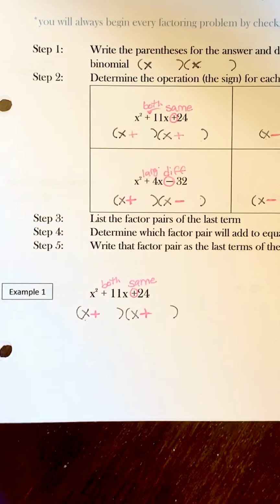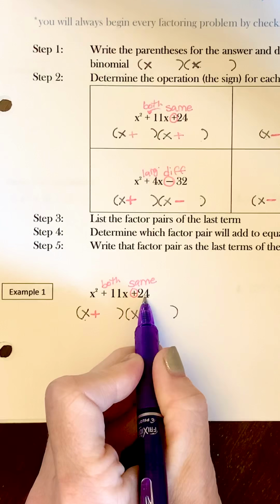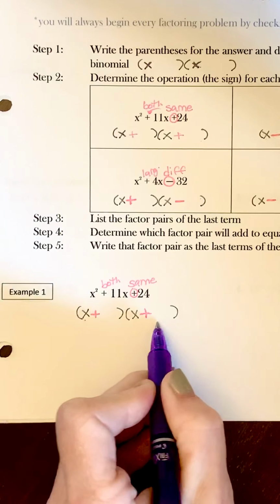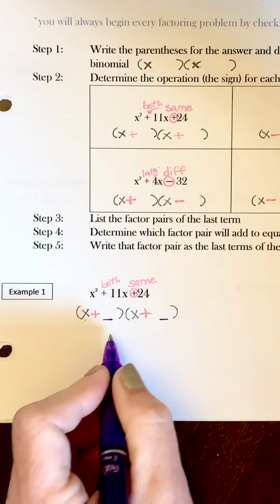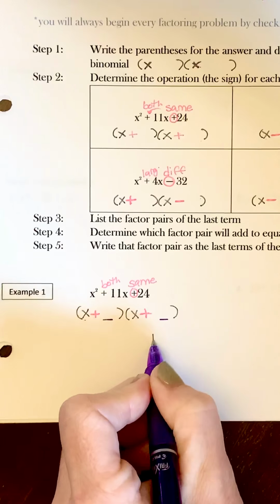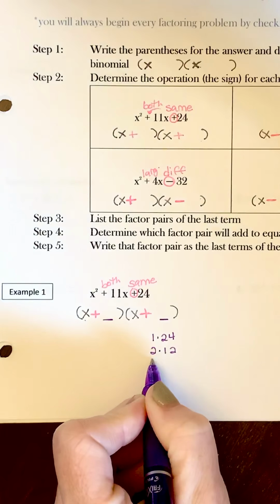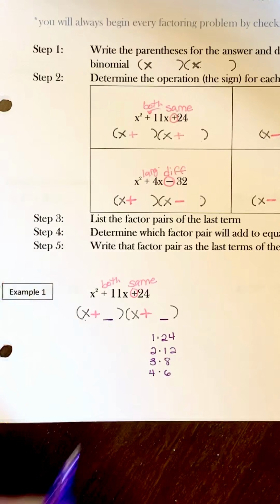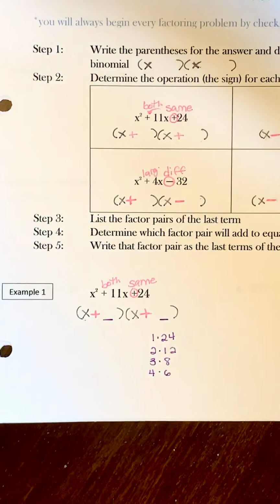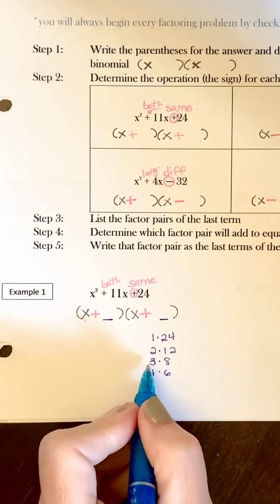All right, now 24 tells me that two numbers are multiplied together. These two numbers that go here were multiplied together to give me a 24. So I'm going to list the factor pairs of 24. 1 and 24, 2 and 12, 3 and 8, 4 and 6, and 5 won't go into 24, so here are the factor pairs.